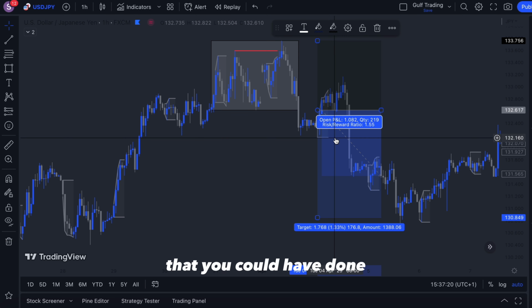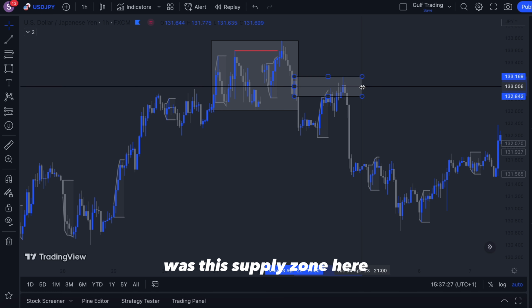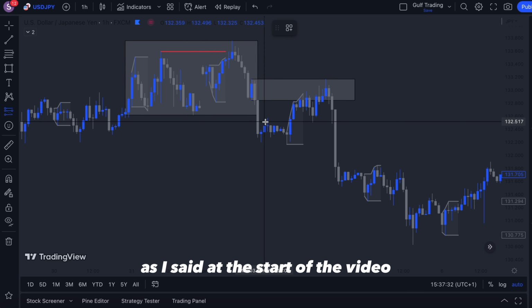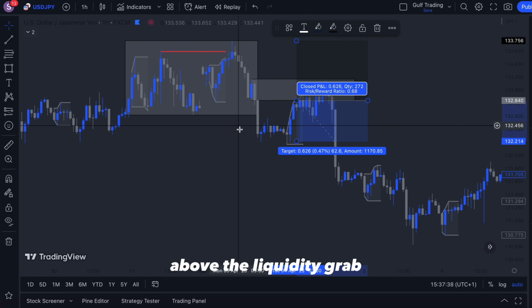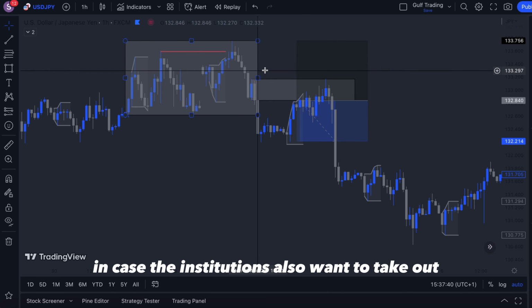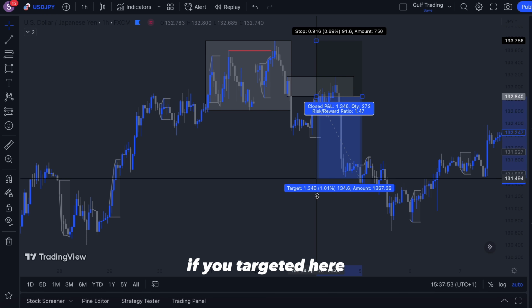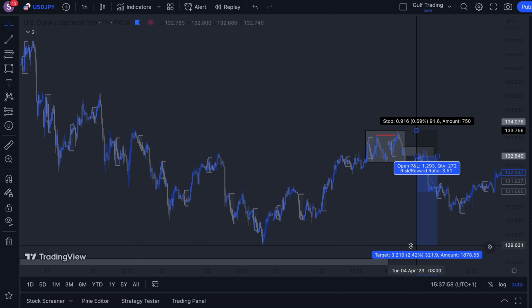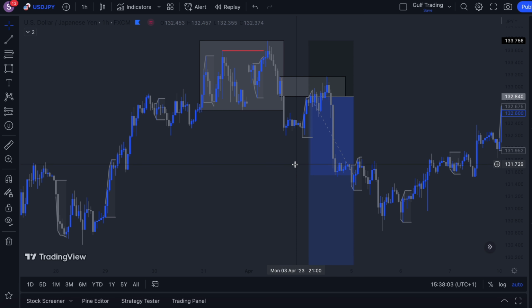But something else in this trade that you could have done that I noticed but didn't take was this supply zone here. Did actually get respected. Maybe it got taken out there, but what you can do, as I said at the start of the video, you can place your limit here and still keep your stop loss above the liquidity grab in case the institutions also want to take out any stop losses above this supply zone. And again, in this case, if you targeted here, would have been 2%, and if you had targeted here, you would have lost, but 3.5% on a trade, if it had played out, which sometimes it will, and it's not too bad.